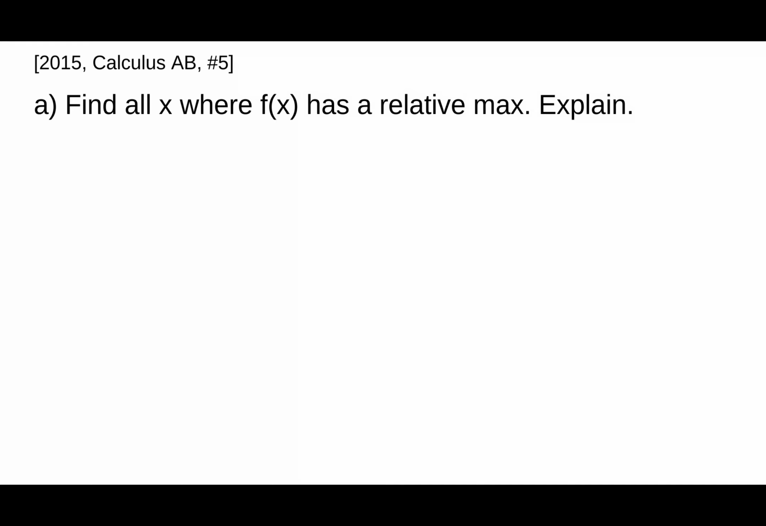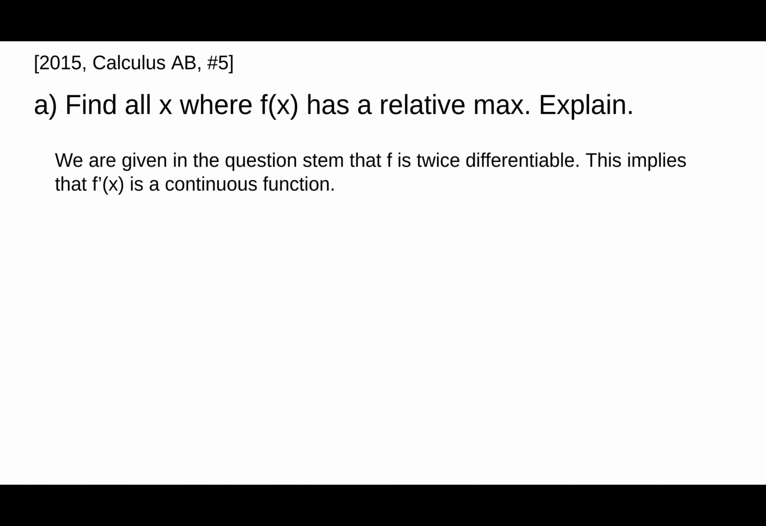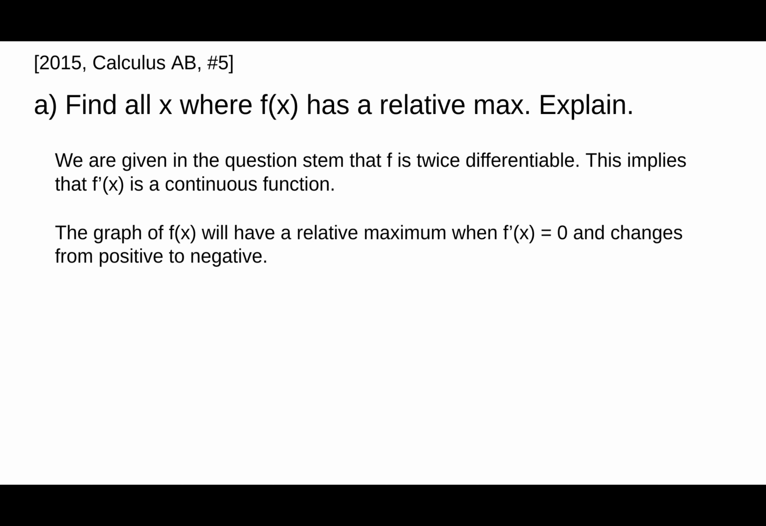In part A of the question, we are asked to find all x where f of x has a relative maximum and to provide an explanation. So we're given in the question stem that f is twice differentiable. This means that the graph of f prime, which is provided, is a continuous function. That's good to know. The graph of f will have a relative maximum anywhere where f prime is equal to 0 and changes from positive to negative.